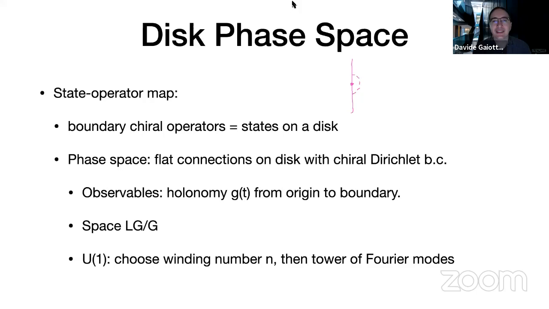Let me just erase it. Good. So we have a flat connection on the disk, modulo gauge transformations which go to one at the boundary. What space is that? Well, the most basic way to parameterize the space is to consider the holonomy from some point inside the disk to the boundary. So let me do another picture. We have a disk with a flat connection inside the disk, and gauge transformations are forced to be one at the boundary. And we can take a point in the middle of the disk and consider the path ordered exponential all the way to the boundary.